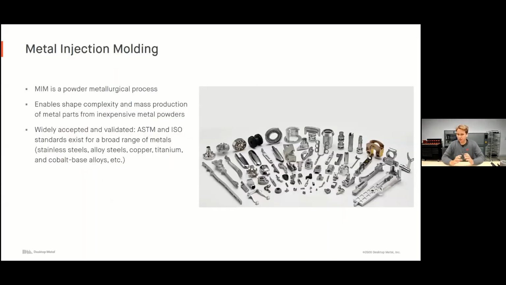Before I get into how the Studio System works, let me first briefly talk about metal injection molding. Metal injection molding is a powdered metal process. It enables you to create very complex shapes and then mass produce them utilizing these inexpensive metal powders. It's similar to the plastic injection molding process. We're going to inject these powders into a mold, eject it out, and the parts go into a furnace. I'll review the process in a minute.